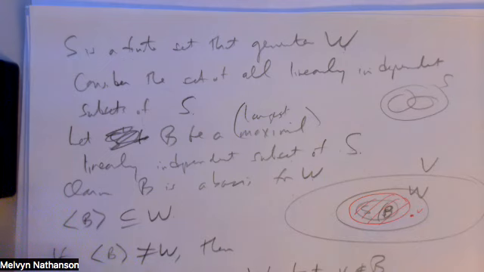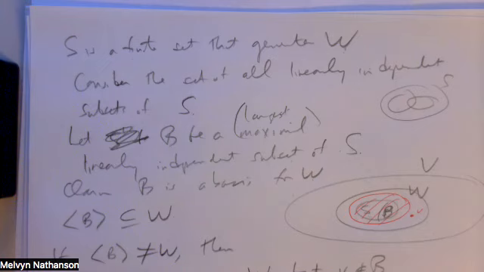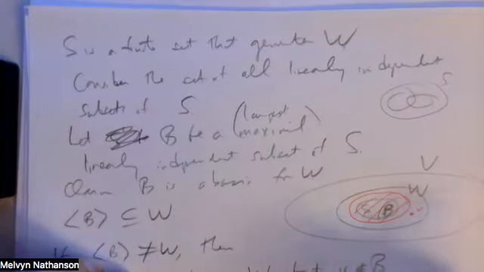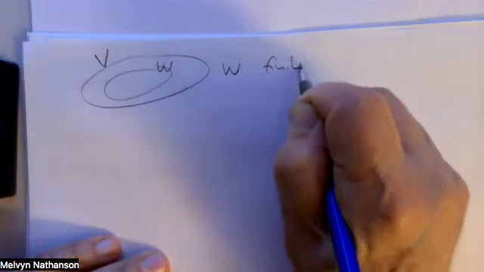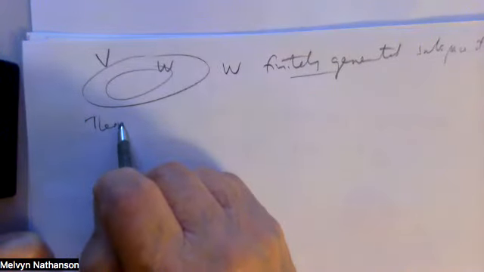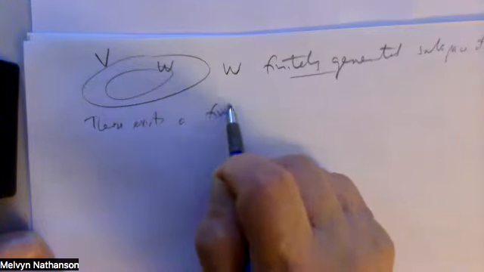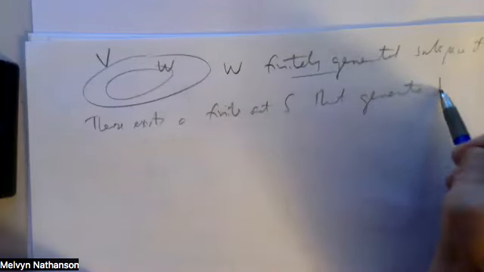so really I want to say, put it like this. Let me do this on another page. So I have vector space V, subspace W. W is a finitely generated subspace of V. And finitely generated means there exists a finite set S that generates W.